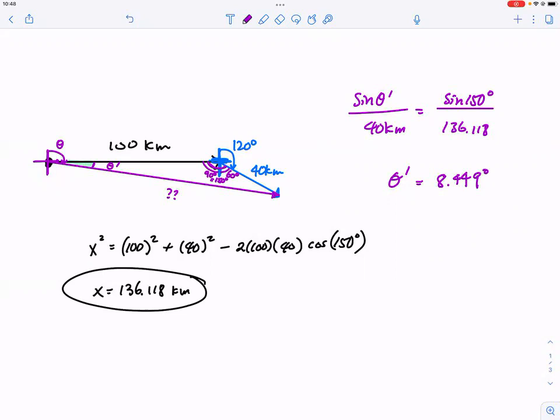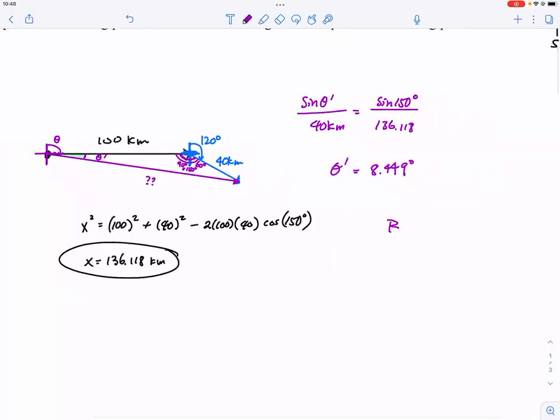That's not your bearing. What is your bearing here? The bearing here is going to be 90 degrees plus 8.449. So that gives you 98.449 degrees. Okay. So I would say in terms of difficulty, it's not really that hard.